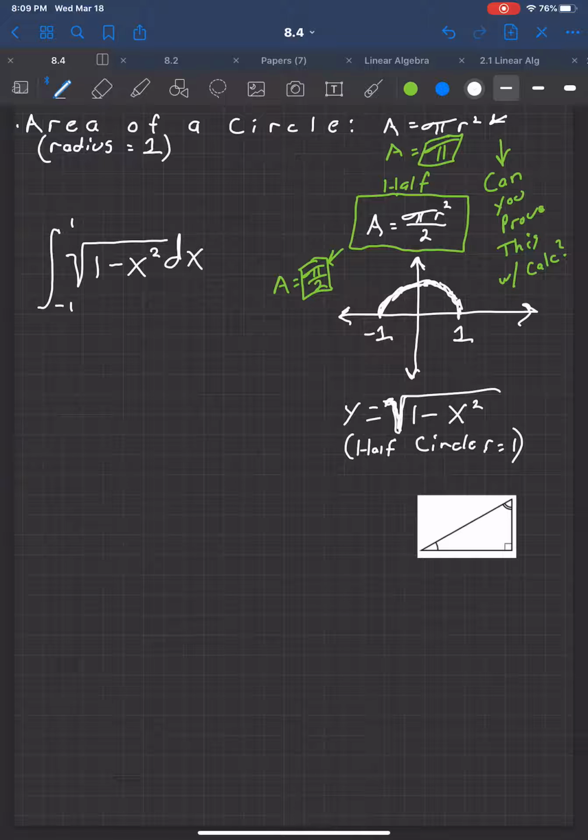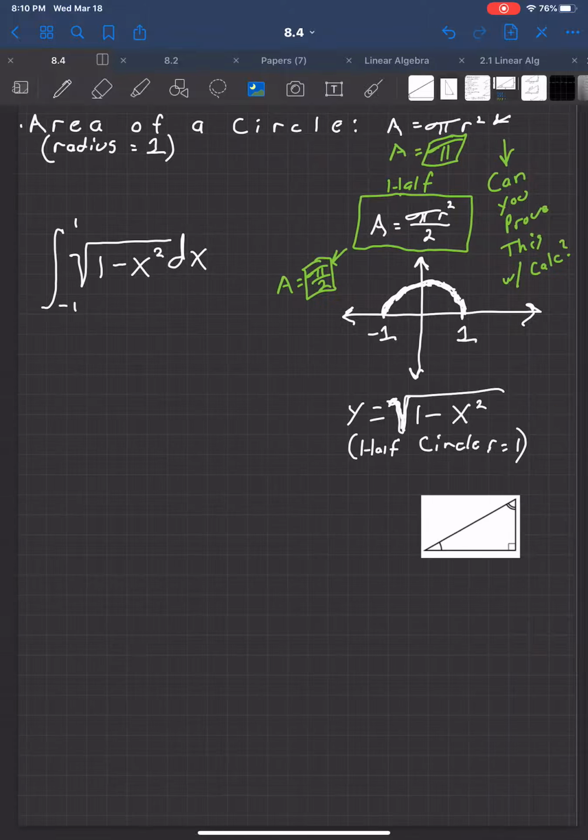Now, I'm interested in a half circle, right? And I'm going to choose to take the positive, the principal radical, so the top half of that circle. Radius is still 1. Now, what I've written here is, what's the area for the half circle of radius 1? Well, it's just pi over 2. And I asked, can you prove this? Can you prove this with calculus?